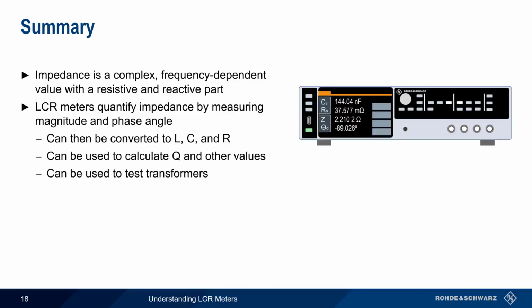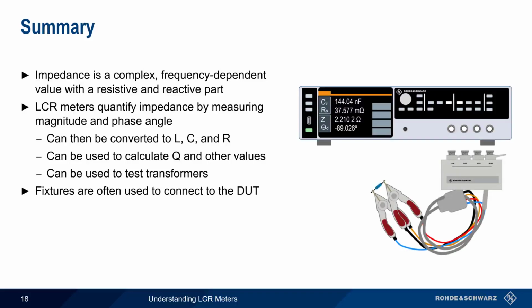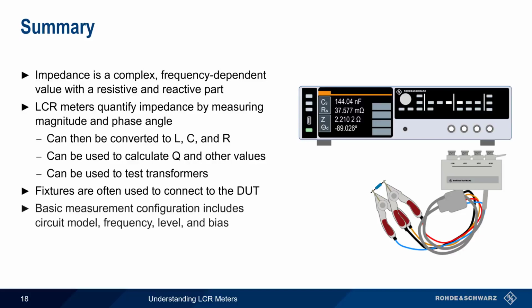LCR meters can also be used to perform a variety of transformer tests. In most cases, special fixtures are used to connect to the device under test, and a correction or a calibration routine is used to remove the influence of this fixture from the measurement. And lastly, when making measurements with an LCR meter, there are four basic configuration parameters: circuit model, frequency, level, and bias. This concludes our presentation, Understanding LCR Meters.